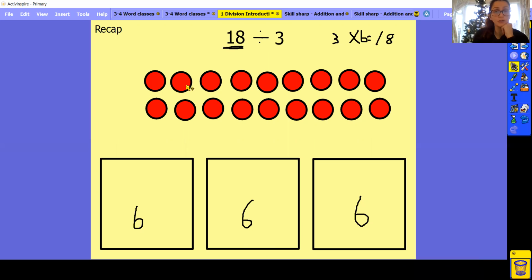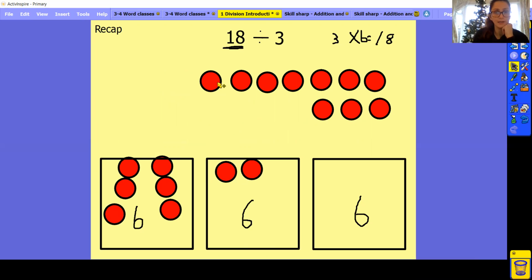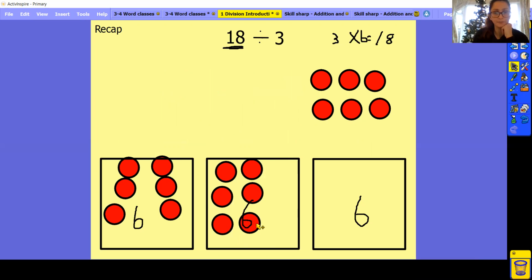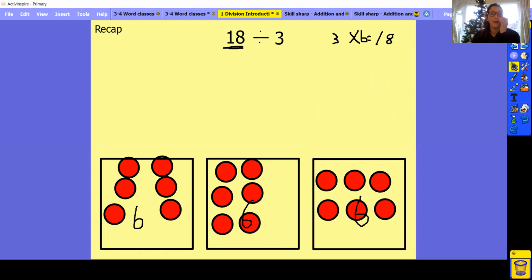Of course you could have done your dots as well, and there would have been 6 dots in each one of these. So remember, there should be 6 equal ones. And remember, try to use your times tables now. We should be trying to move away from these dots, away from these tallies, and trying with our times tables.